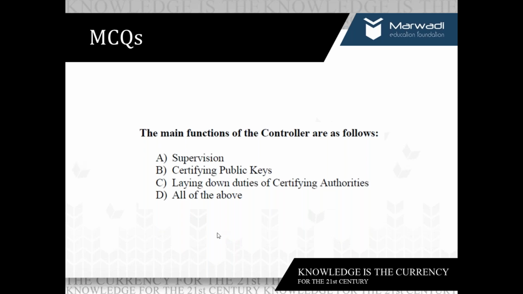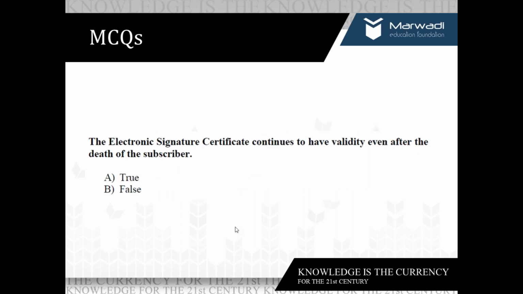The right answer is all of the above, option D: supervision, certifying public keys, applying orders to the certifying authorities, and controlling subscribers also. Very good. Next question: the electronic signature certificate continues to have validity even after the date of the subscriber?